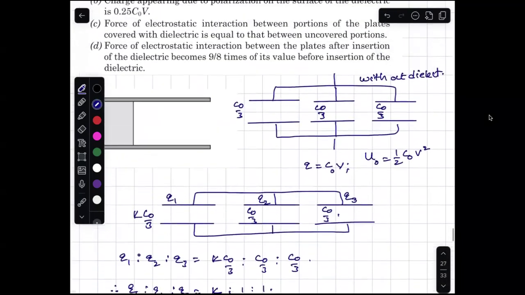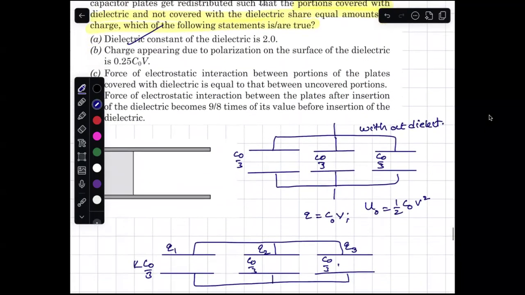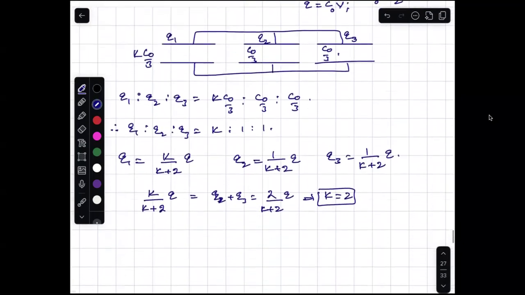So therefore, the first option is correct. Charge appearing due to polarization on the surface of the dielectric. Hold on. First, what is Q1? Q1 now can be written with numerator 2 and denominator 4. So therefore Q1 is Q by 2. But that is not the question.